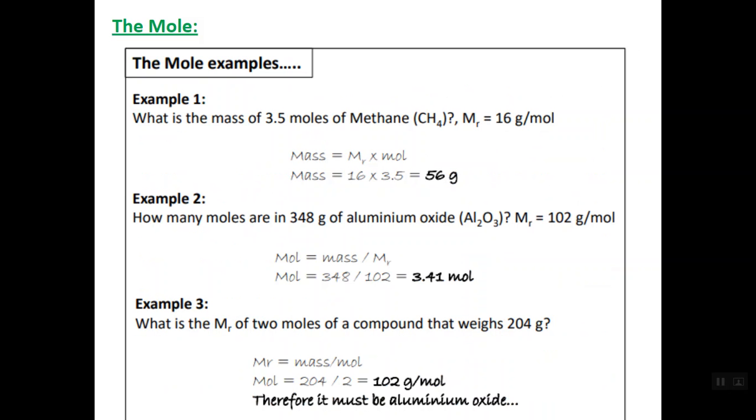Now, here are the examples I'm going to go through. I'm going to leave them all up. I haven't blocked any out this time. I'm just going to talk you through them. So follow what I'm saying, think about what I'm saying.